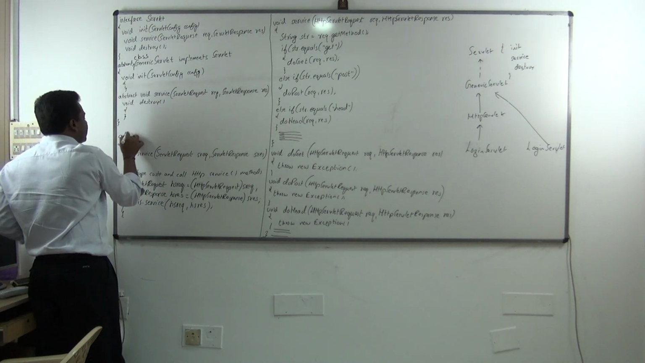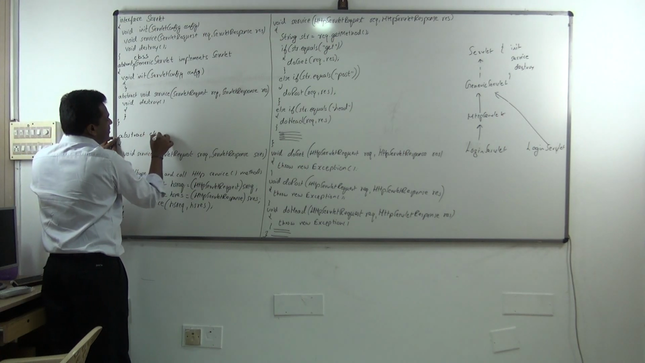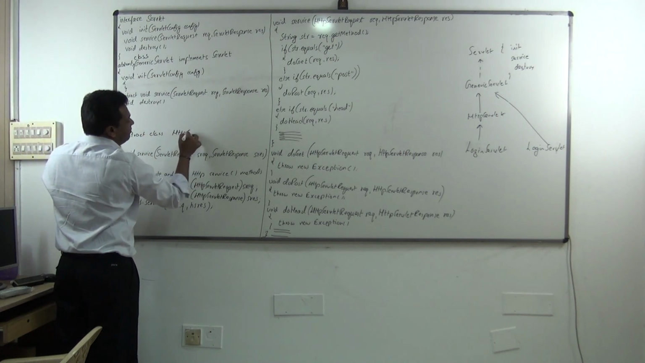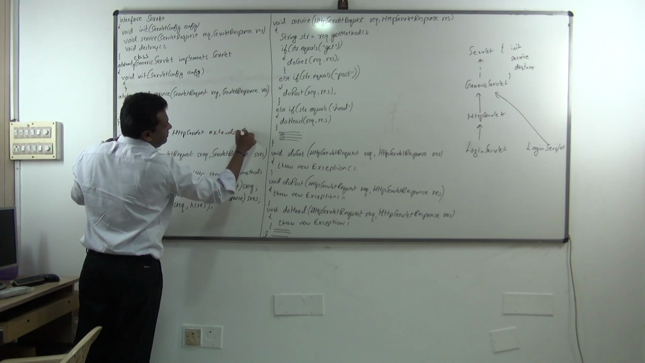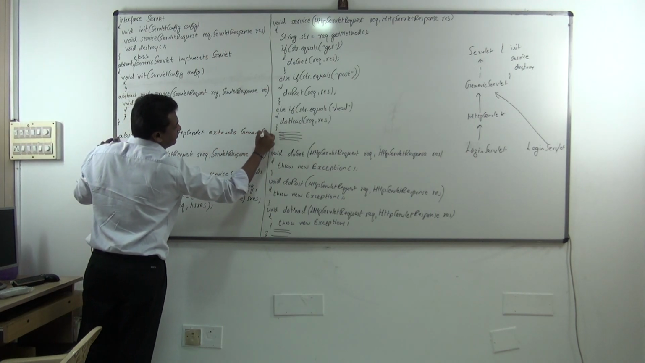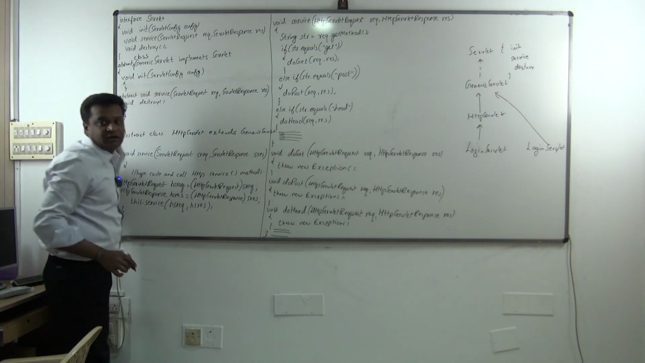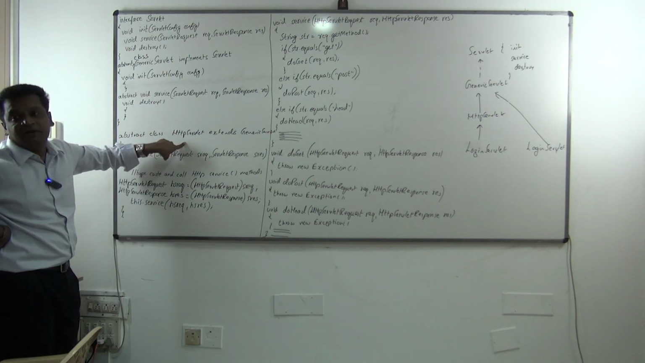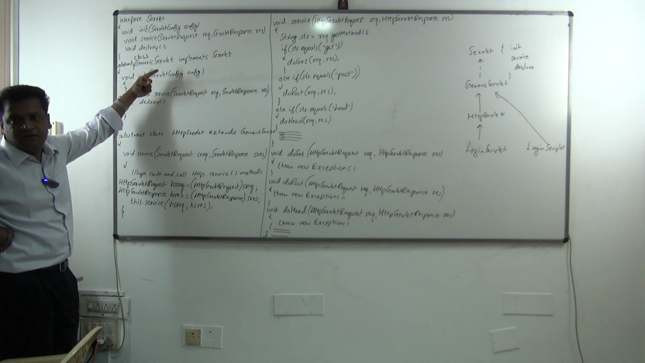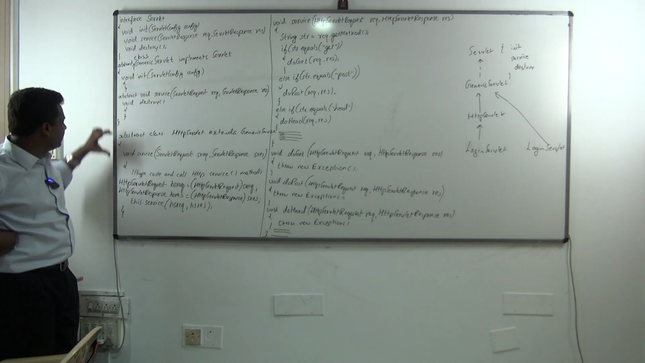See, everything is correct, just add abstract to it. Abstract class, everything is correct. HttpServlet extends GenericServlet. Done? Just add abstract, nothing else. So now see, what is HttpServlet doing? It is extending it. Which one? GenericServlet. It is overriding that service method.